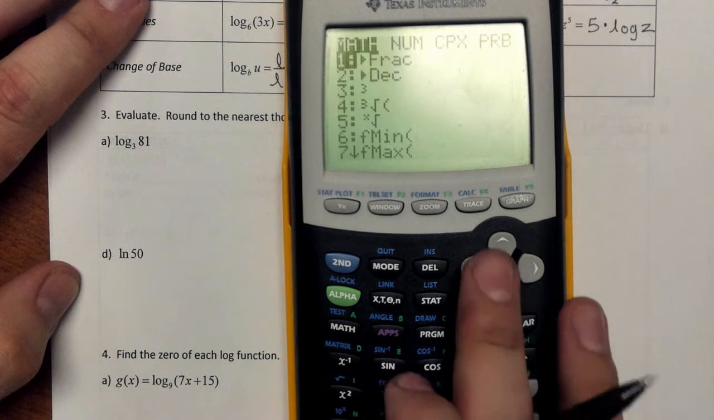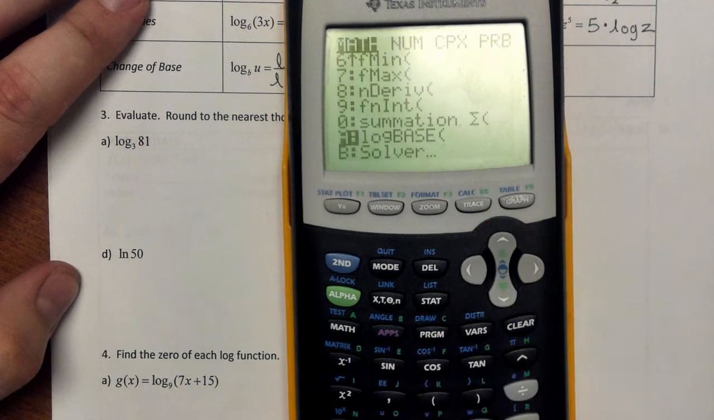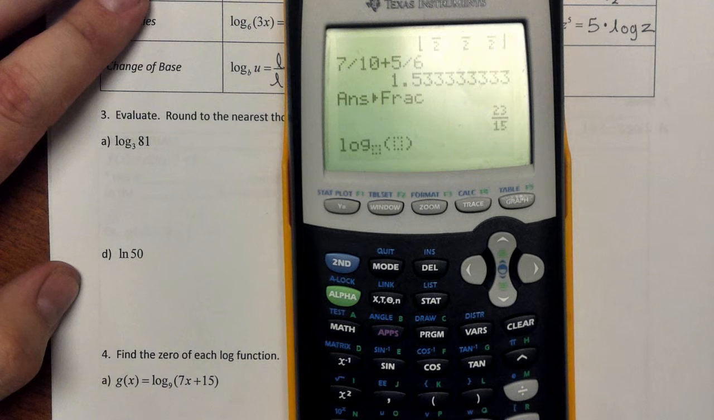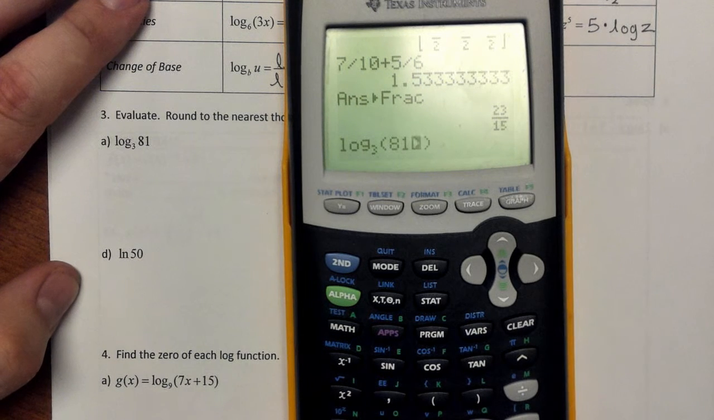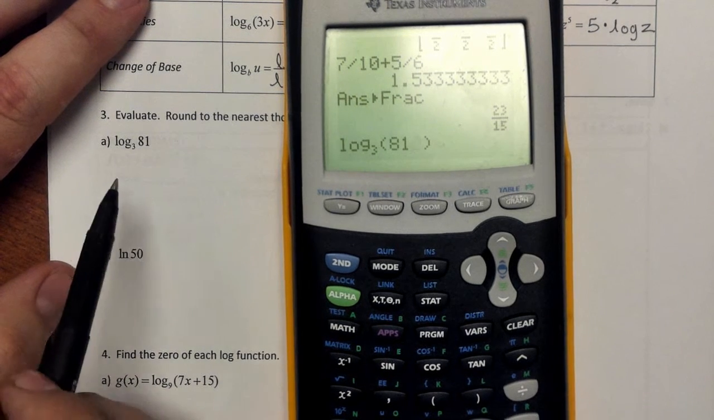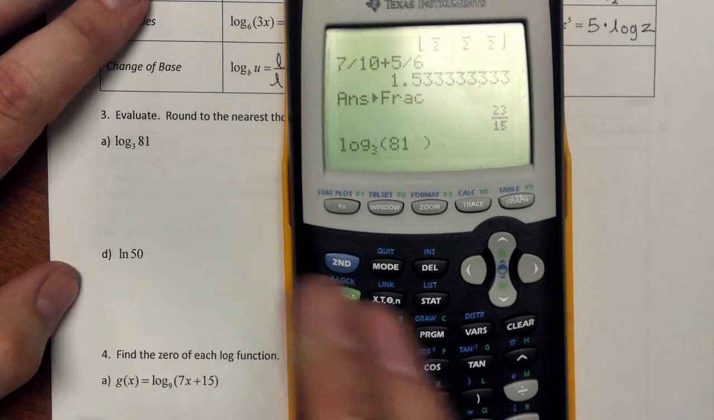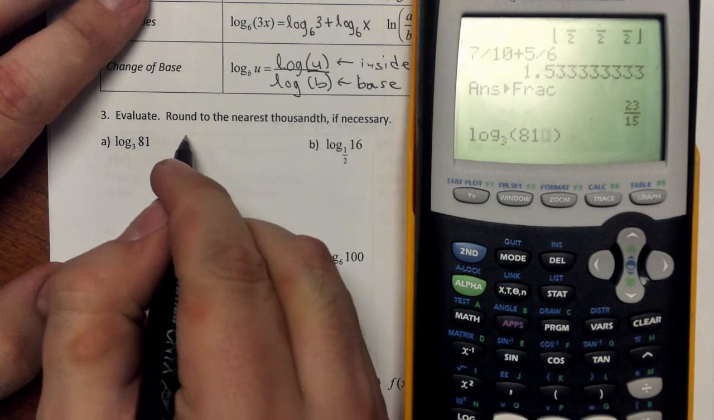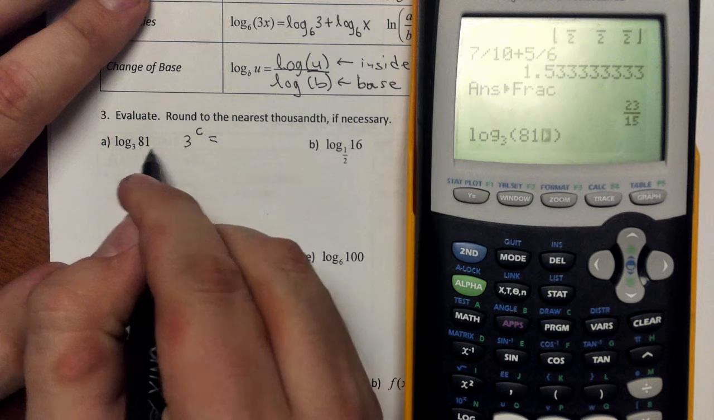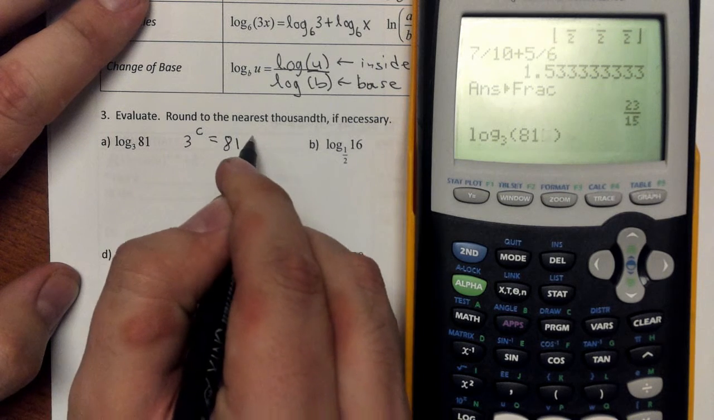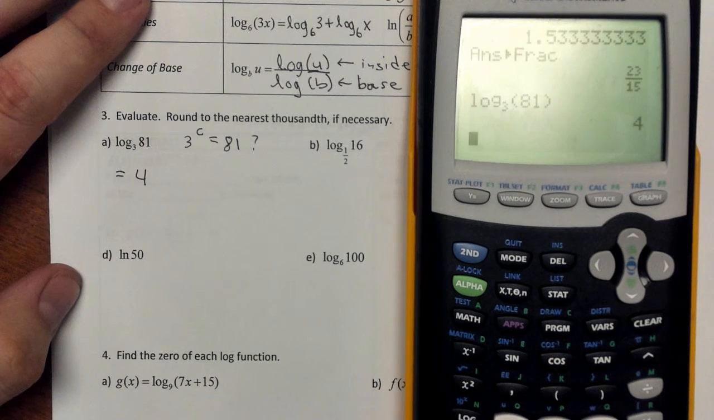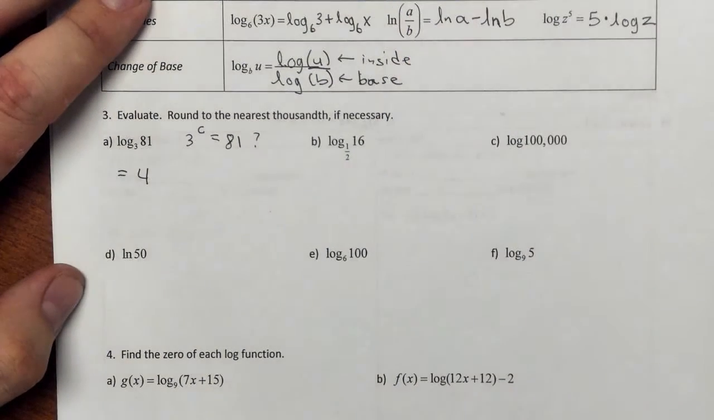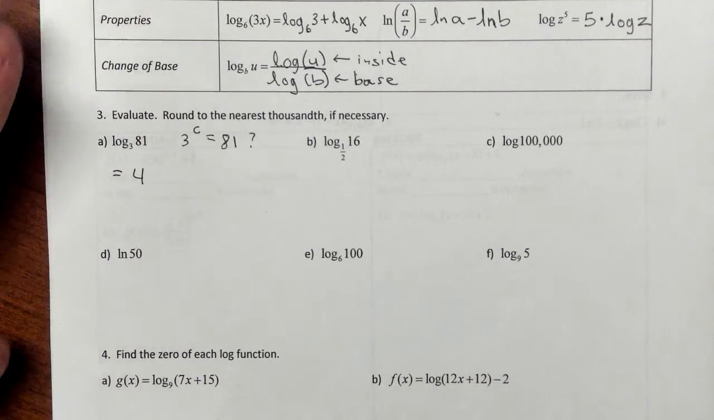If I go to math and down to A, there is log base, and this will allow me to pick the base for my logarithm. And what I can do here is pick base 3 and 81, and if I hit enter, it'll give me the answer. What is the answer? Well, this is asking me, what power of 3 equals 81? And the answer is, of course, 4. My calculator agrees.